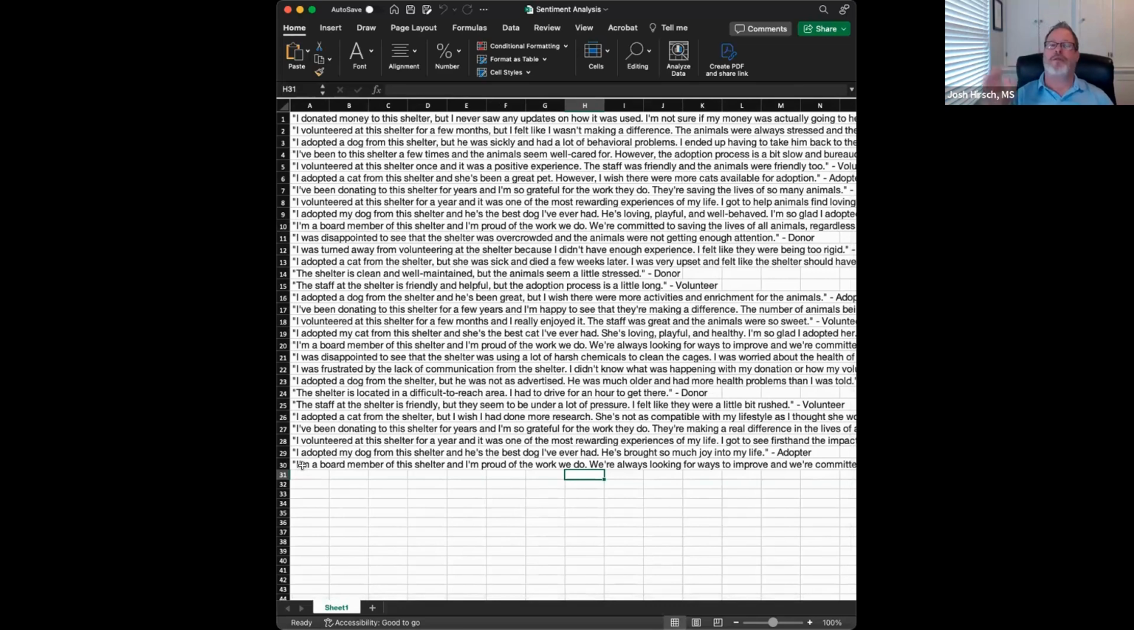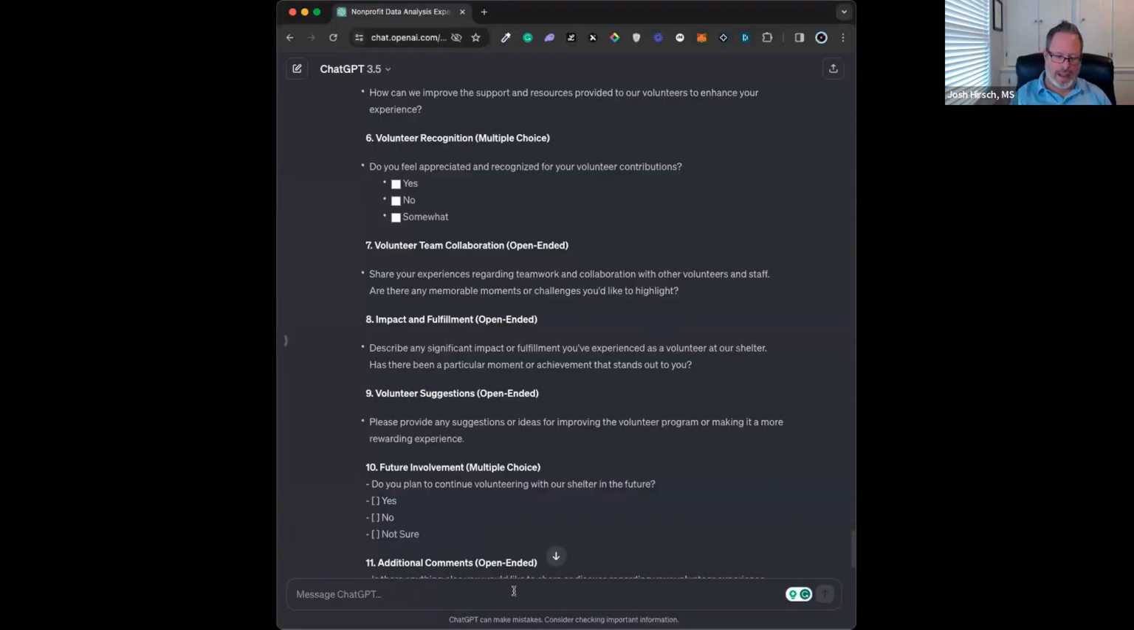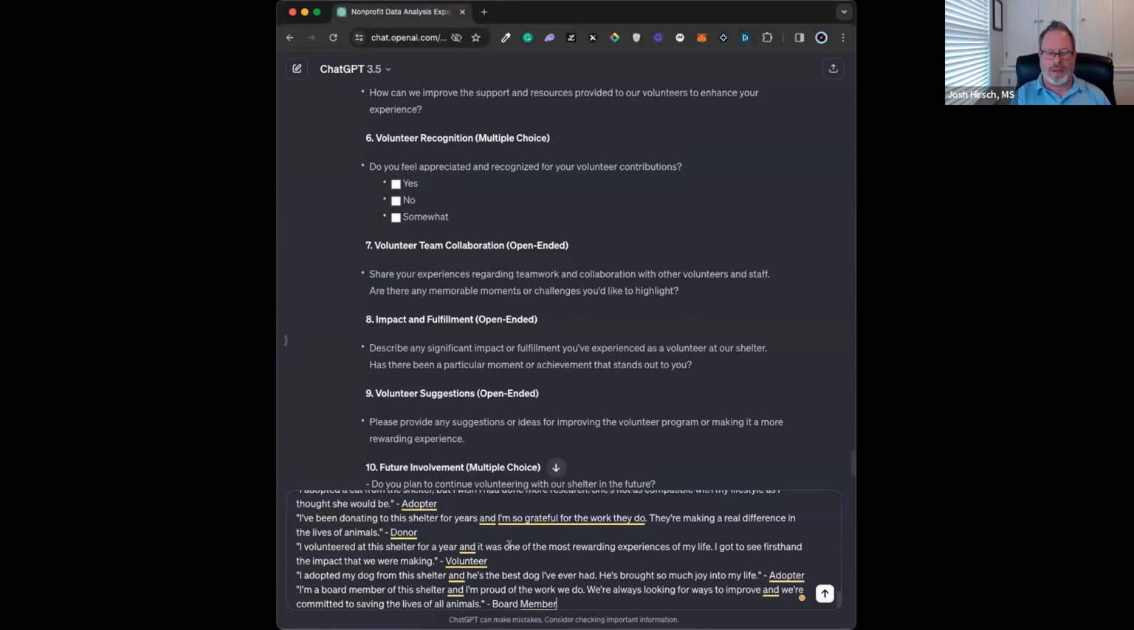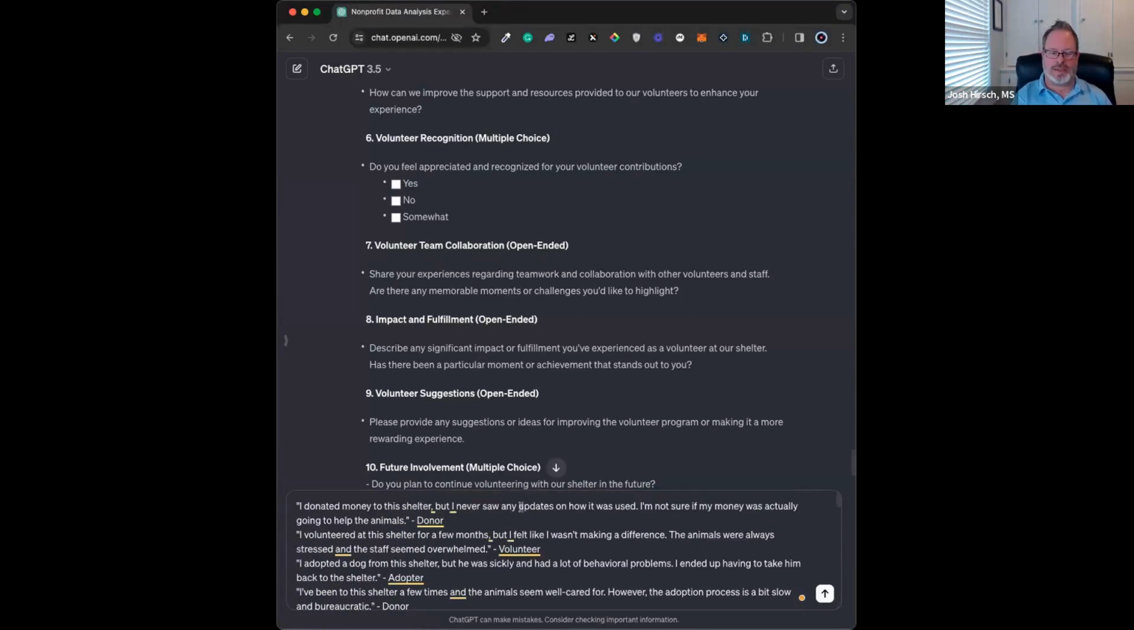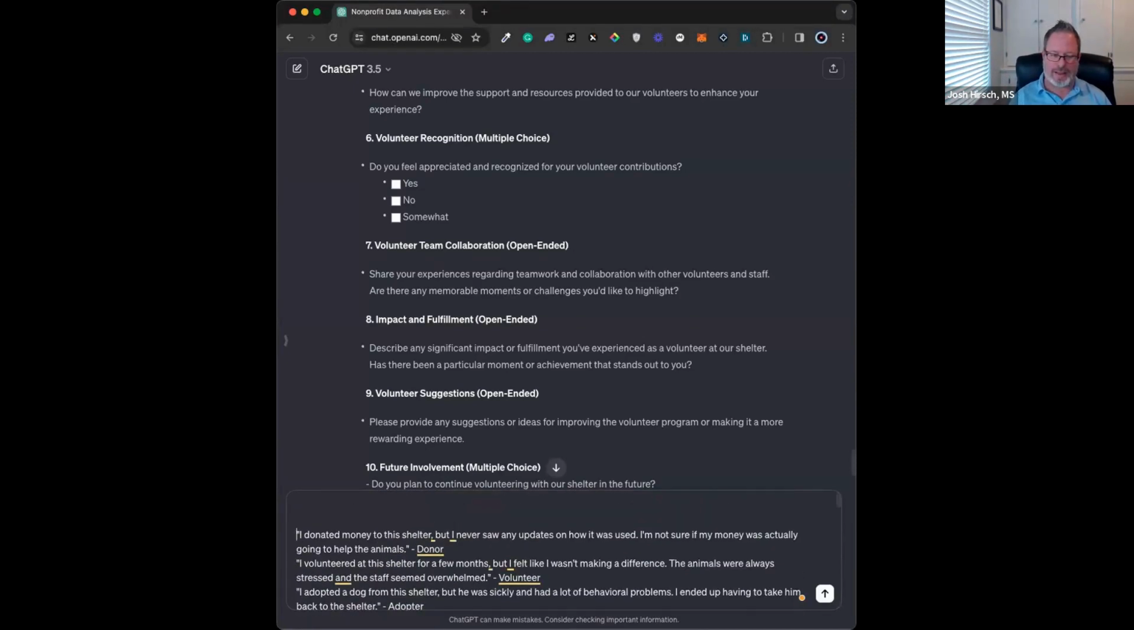Now, using the 4.0 model, you can actually upload files. You can upload images and have it do image analysis and give you feedback. It's pretty wild. But for our purposes, the easiest way is just copy and paste. So I can copy and paste these responses, bring that over into ChatGPT itself and drop it all right there. So these are our responses, but now we need to give it the instructions.